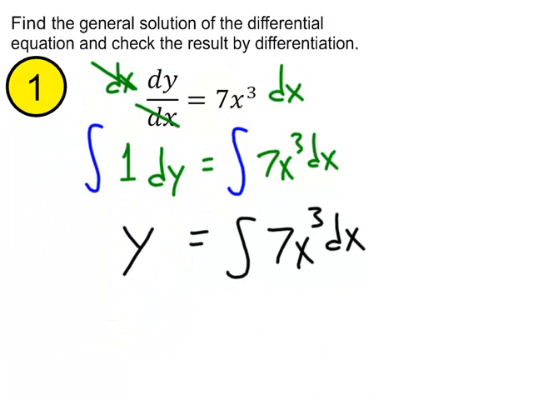All right, and when we ask ourselves, what function do we derive? We turn our attention to the right side, and we say, what function do I derive to get 7x cubed? Well, we know that when we power rule something, that the exponent reduces by 1, so we know that beforehand the exponent must have been a 4.